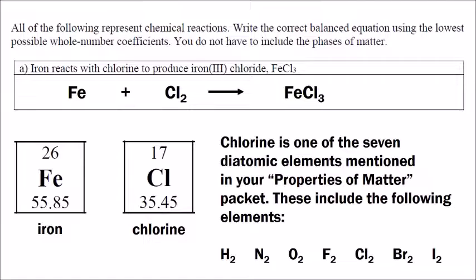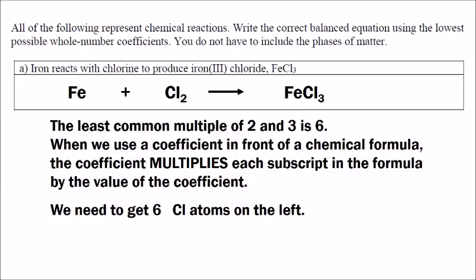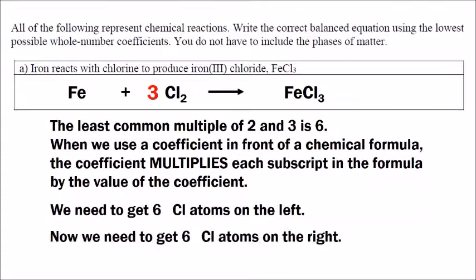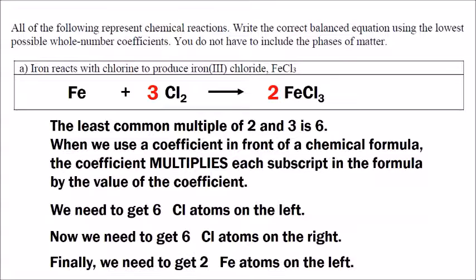Now we have an equation. Let's stick in the proper coefficients. The least common multiple of 2 and 3 is 6. And when we use a coefficient in front of a chemical formula, the coefficient multiplies each subscript in the formula by the value of the coefficient. So to get 6 chlorine atoms on the left, we add a coefficient of 3. And to get 6 chlorine atoms on the right, we add a coefficient of 2. But now that we have 2 iron atoms on the right, we have to get 2 iron atoms on the left. Now the equation is balanced.